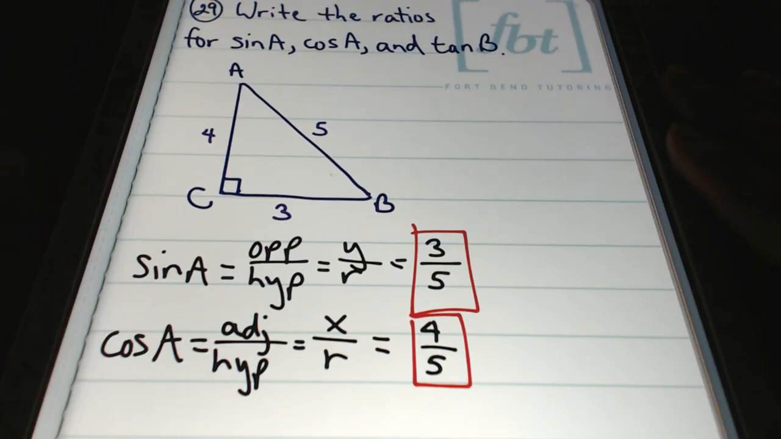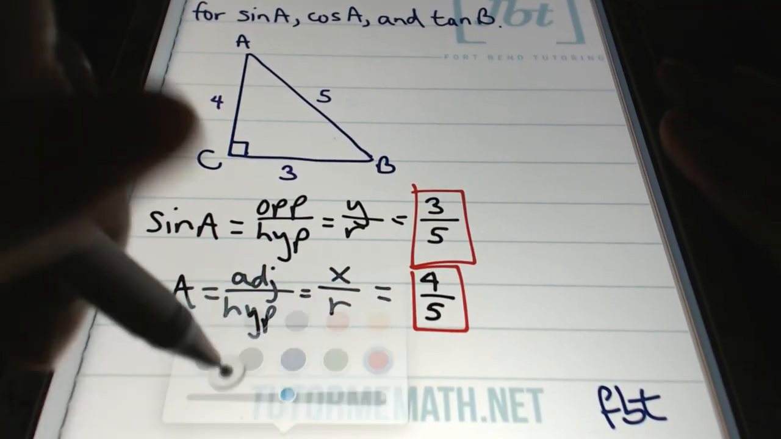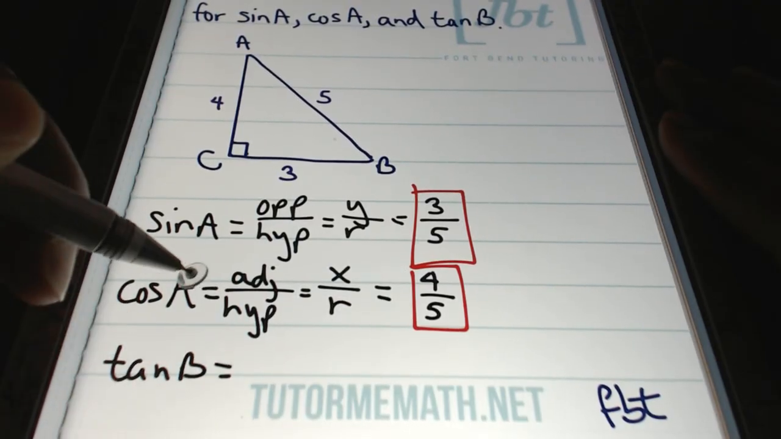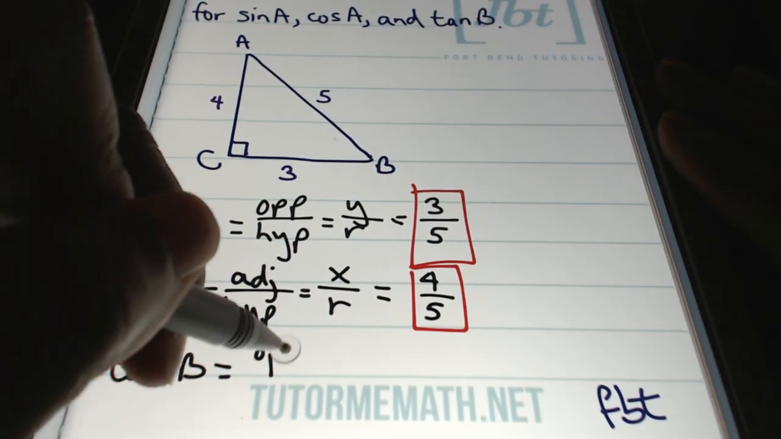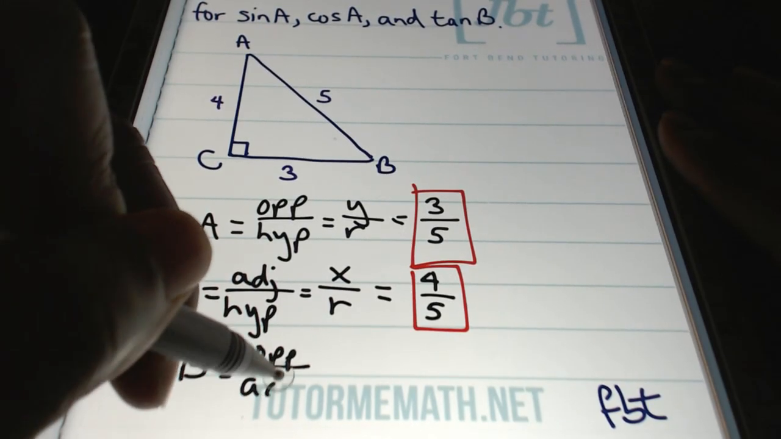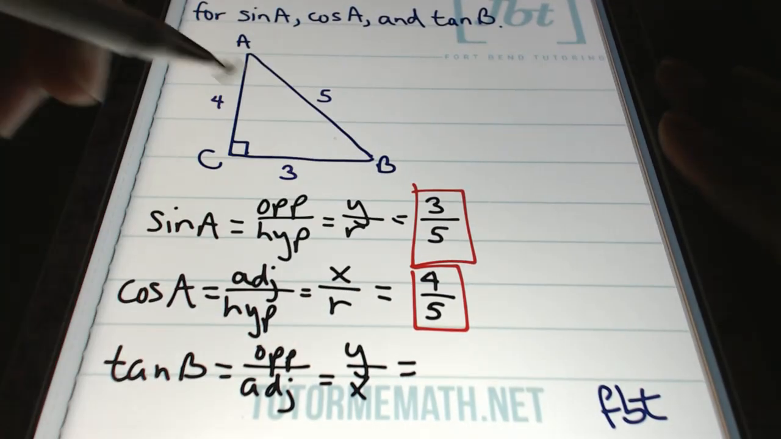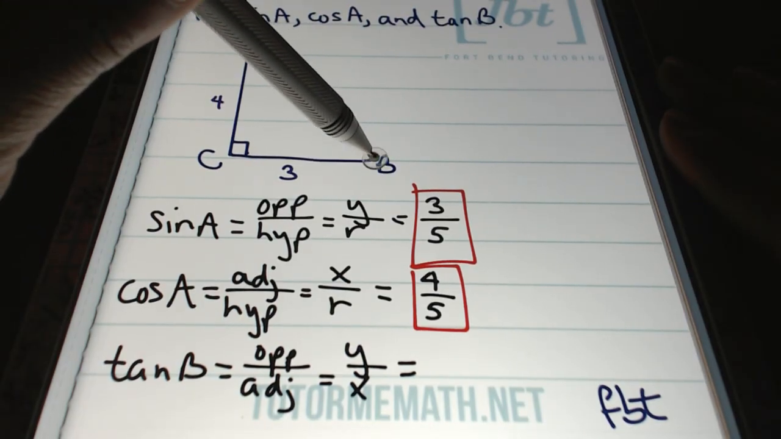Now let's go ahead and figure out what tan of B is going to be. The most important thing to remember here, guys, is that they're no longer talking about the angle A. They're now referring to angle B, and they want us to find the tan of B. The ratio for tan is going to be the opposite divided by the adjacent side, or you could say the y value divided by the x value. So we're going to put our finger on B.